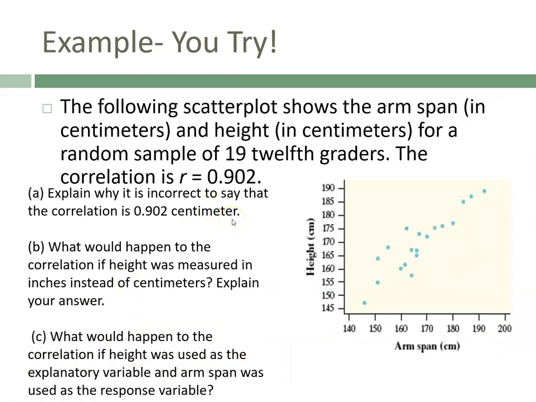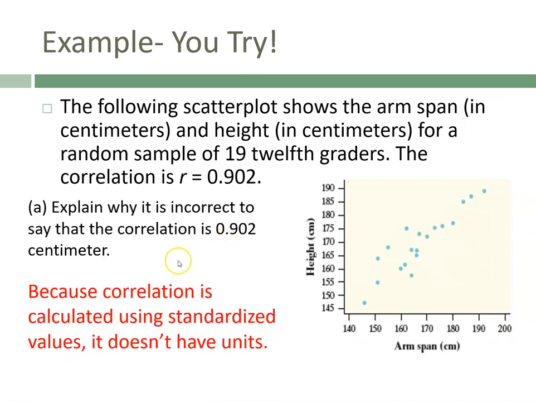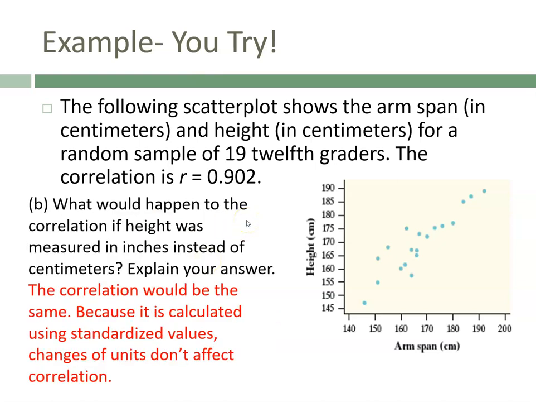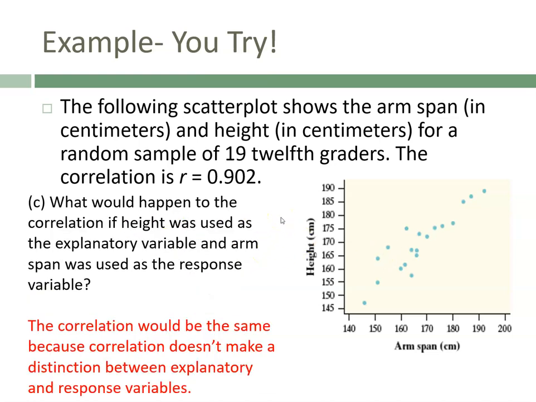We have arm span versus height. It's incorrect to say that correlation is 0.902 centimeters because it's standardized values and it doesn't have units. What would happen if it was changed? Correlation would stay the exact same because it's calculated using standardized values, so the changes of unit don't affect the correlation. And then finally, what would happen to the correlation if we switch them? Again, it would stay the same because the correlation doesn't make a distinction between the explanatory and the response variables.